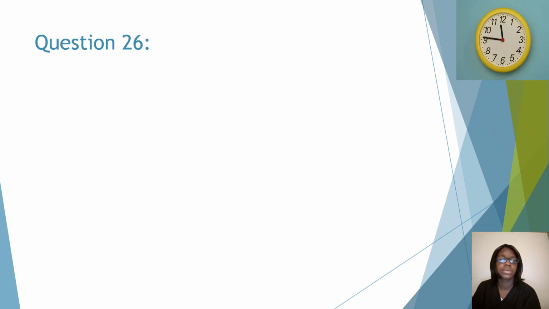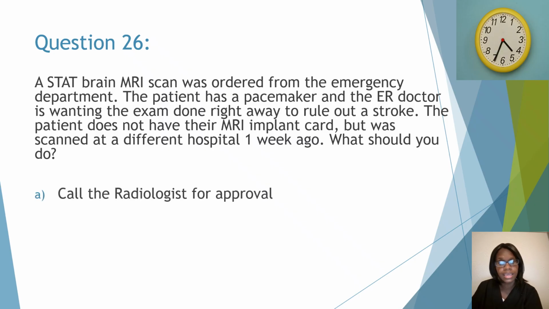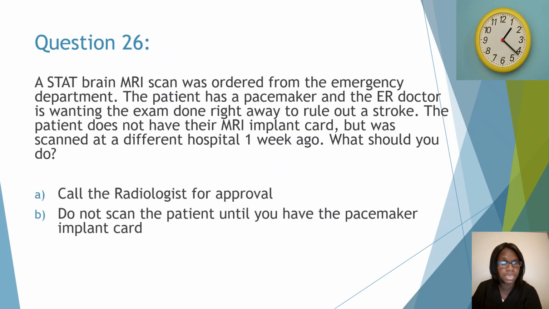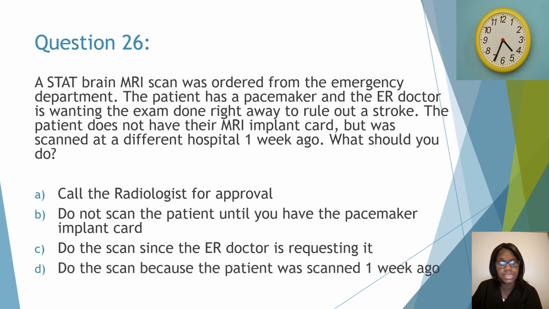Thank you. Question 26. A stat brain MRI scan was ordered from the emergency department. The patient has a pacemaker and the ER doctor wants the exam done right away to rule out a stroke. The patient does not have the MRI implant card but was scanned at a different hospital 1 week ago. What should you do? A. Call the radiologist for approval. B. Do not scan the patient until you have the pacemaker implant card. C. Do the scan since the ER doctor is requesting it. D. Do the scan because the patient was scanned 1 week ago.